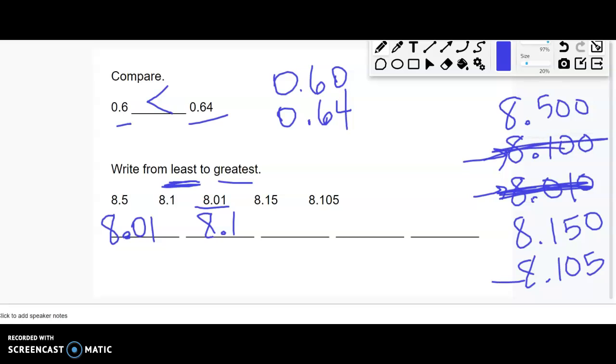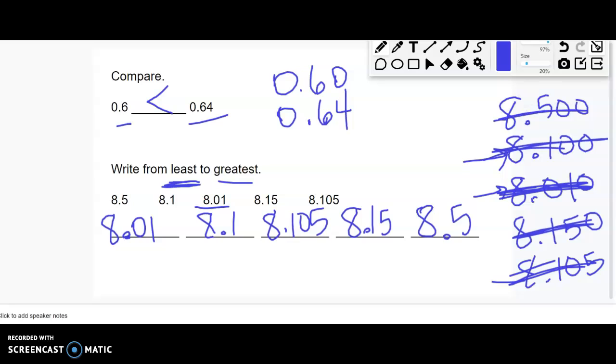Then I have 105, which is how it was written originally. Then I have 150. So I'm just going to write 8 and 15 hundredths since that's what it looked like originally. And then 8 and 5/10 is the biggest one.